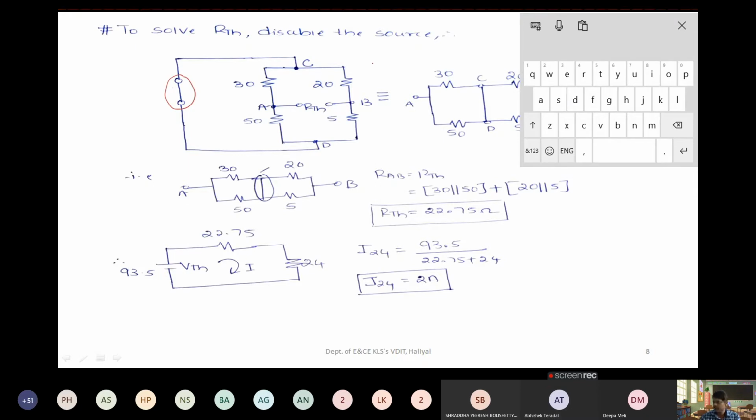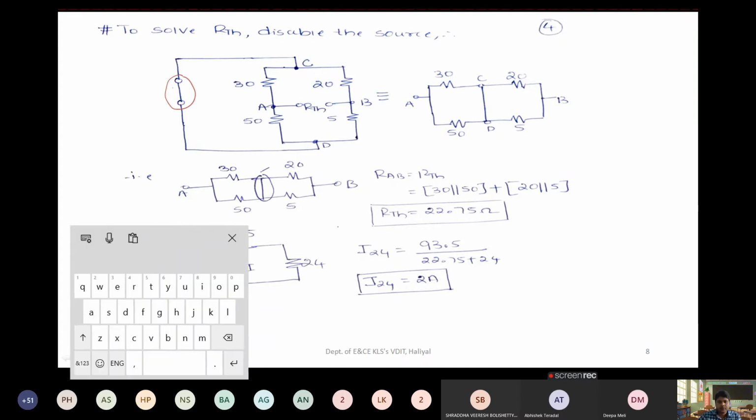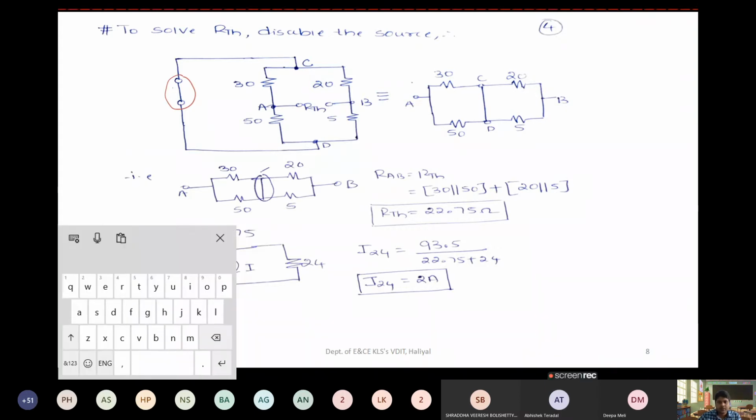So if you short circuit that, you have to be careful here while rewriting this. Before you rewrite, just mark a few points here. I have marked A, this one as B, this one as C, and this one as D. So in between A and C, what do you have?